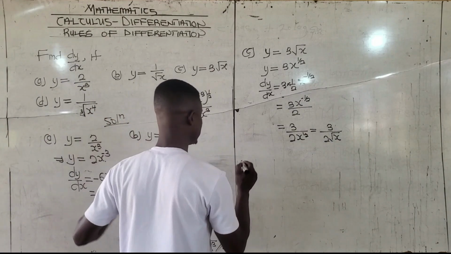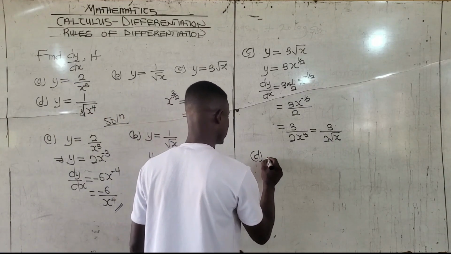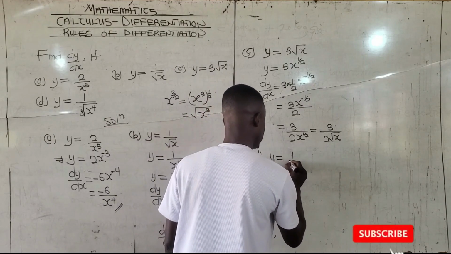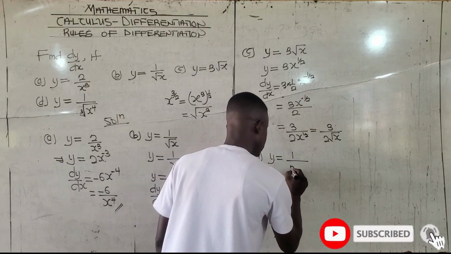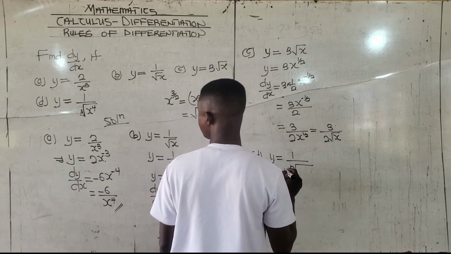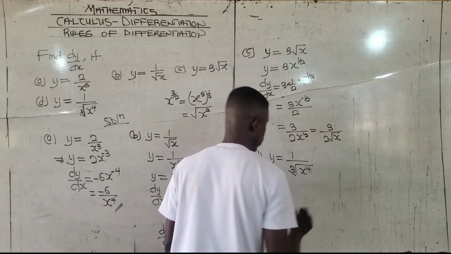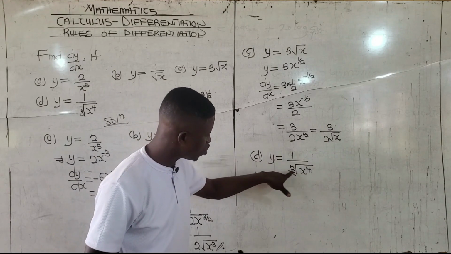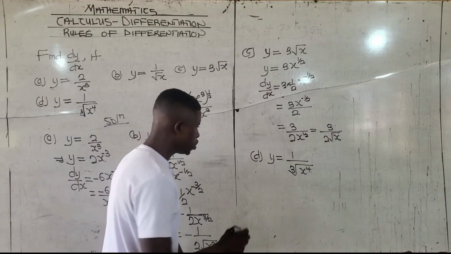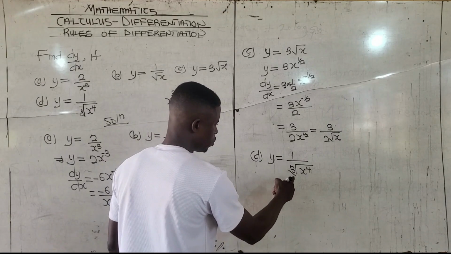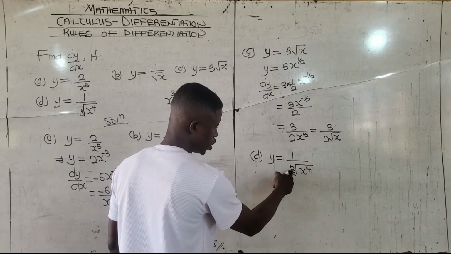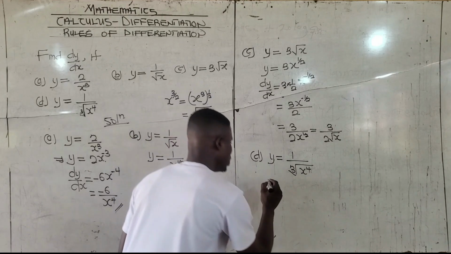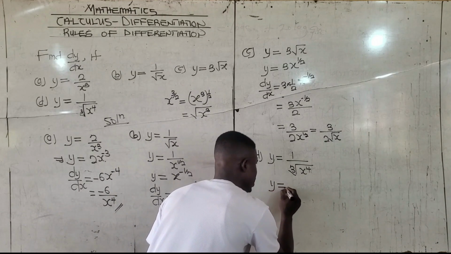The final question, that is D. We have y equal to 1 over cubic root of x to the power 4. In this case, we have to do some manipulation here. Cubic root is the same as the power 1 over 3.